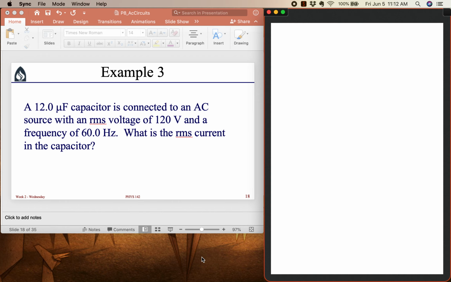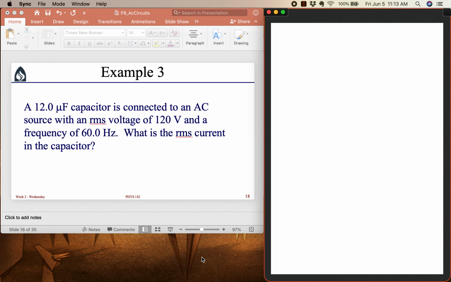Next, we'll consider this problem. A 12 microfarad capacitor is connected to an AC source with an RMS voltage of 120 volts and a frequency of 60 Hz. We want to know what is the RMS current in the capacitor.